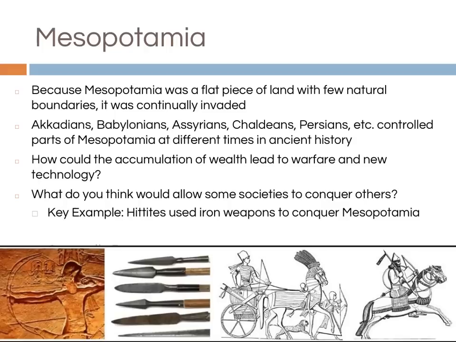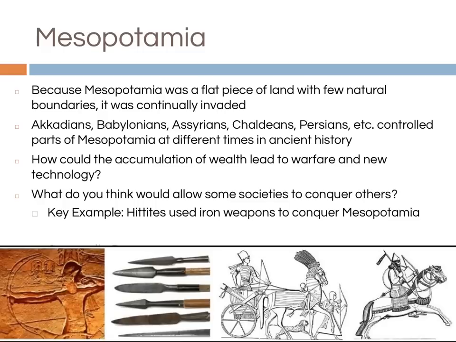The fact that they started trading, had specialization of labor, and started accumulating wealth led directly to warfare and also new technology, because they wanted to get things that the other people had and take over their land, which was fertile and things like that. It also led to people trying to develop better weapons so that they would be able to overtake others. One key example that you need to know are the Hittites, who are one of these Mesopotamian groups. They're considered one of the first to adequately use iron weapons to be able to conquer others.